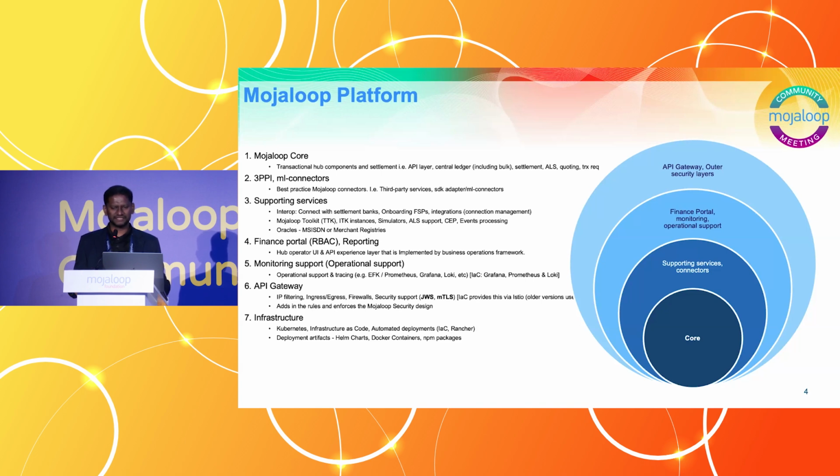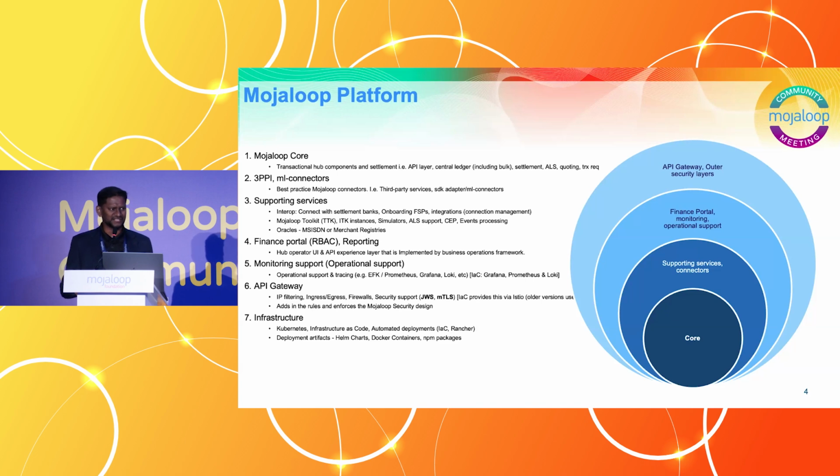for hub operators, and in some cases DFSPs, for needs such as reporting, onboarding DFSPs, and operational support like monitoring, and having dashboards, which help look at the performance and health of the system. And at the outermost layer, we have the API gateway.